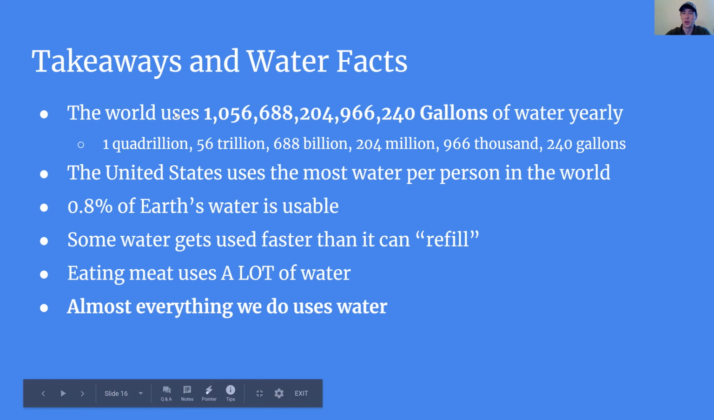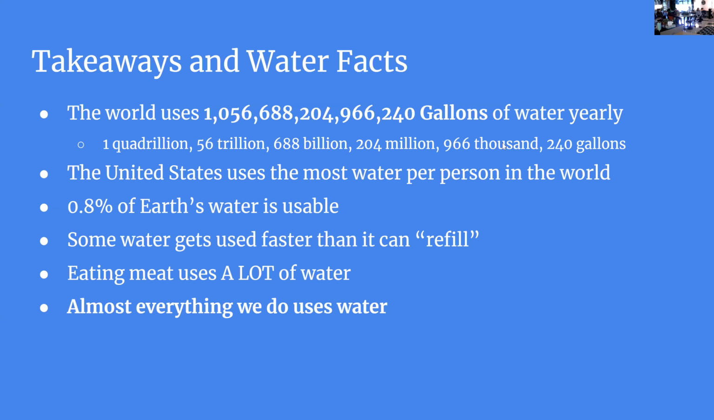So some key takeaways and other water facts. The world uses 1,56,688,204,966,240 gallons of water every year. That's a pretty big number. A quadrillion. Check that out, guys. The United States uses the most water per person out of any country in the world.